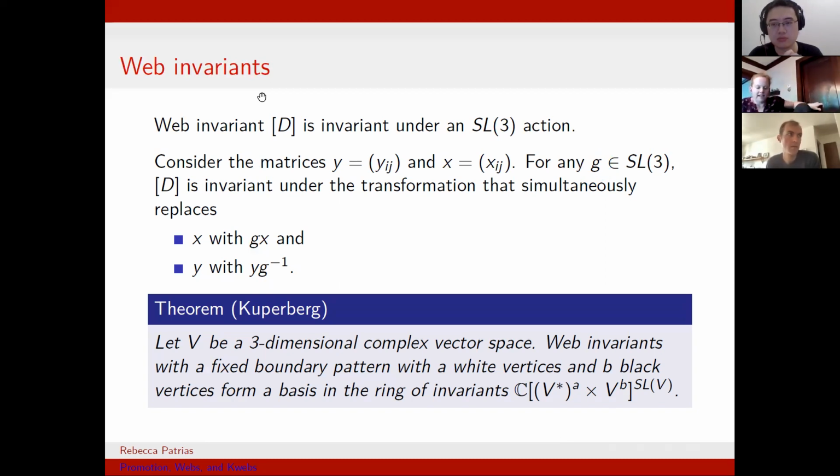And more than that, the webs are actually going to give us a basis for the ring of invariants. So Greg Kuperberg says, let V be a three-dimensional complex vector space. Then the web invariants I get by fixing a boundary pattern with a white and b black vertices actually form a basis for this ring of invariants. So let me just do a very quick example here.